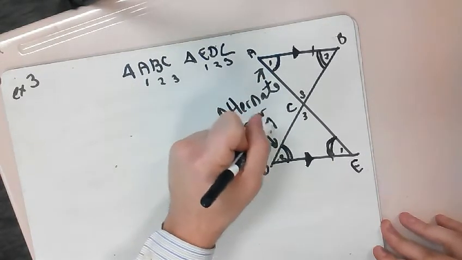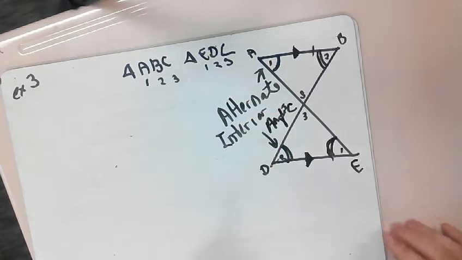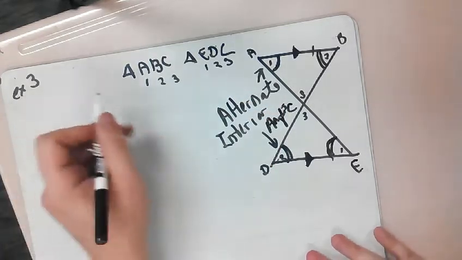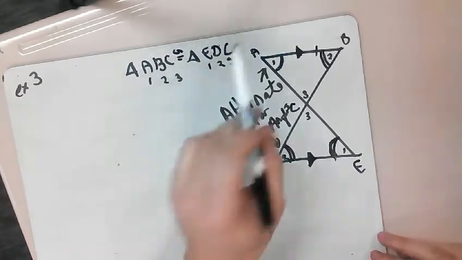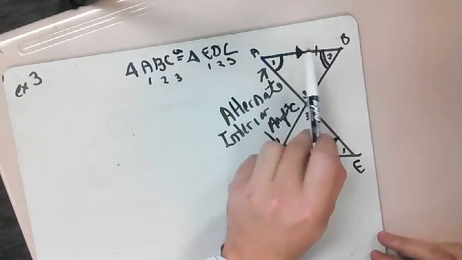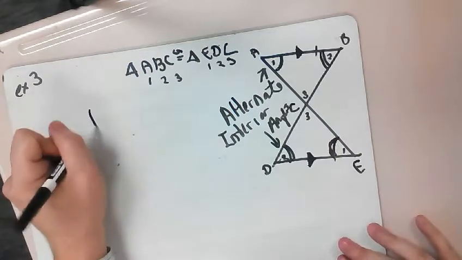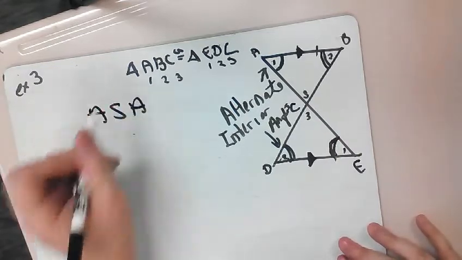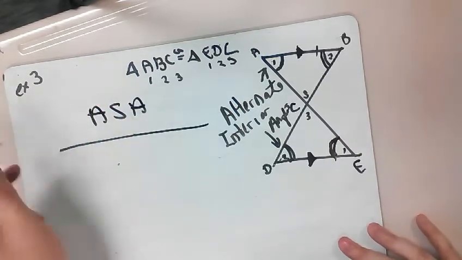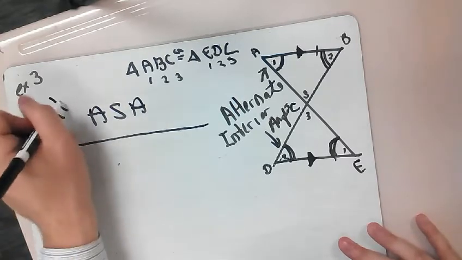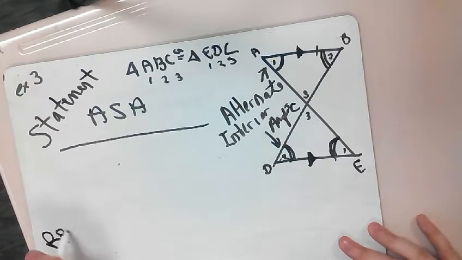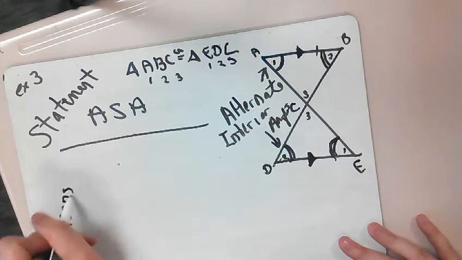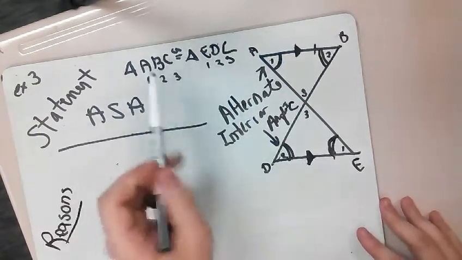Now, with that being said, I can make the statement that these are in fact congruent, and I could say that is the case because this is angle, side, angle. That's my statement. Let's back that up with some facts or reasons. Like we mentioned, it's important that you back up any statement you make with facts.